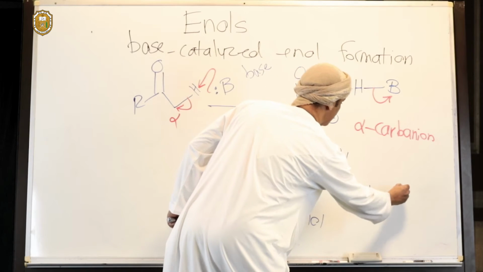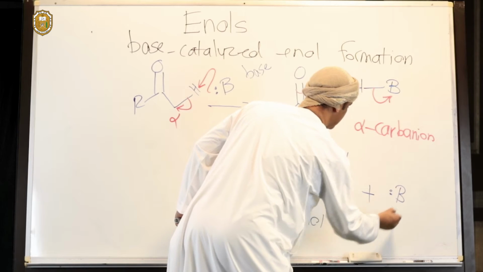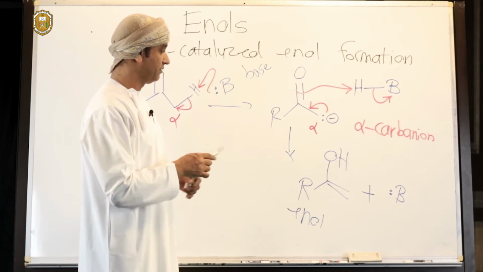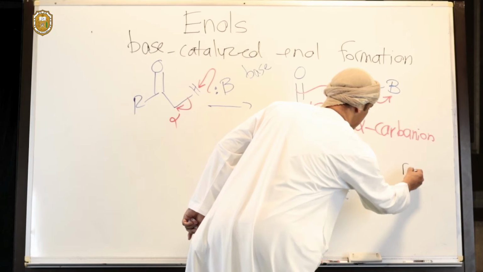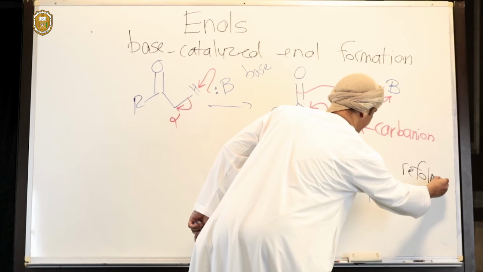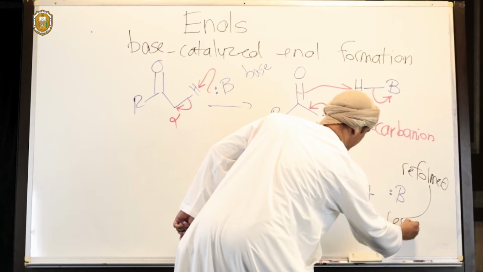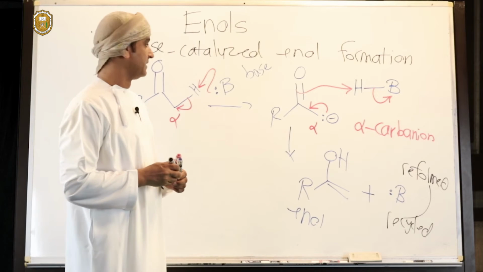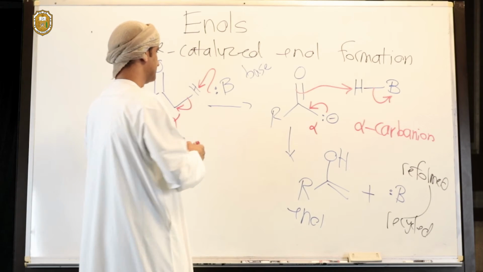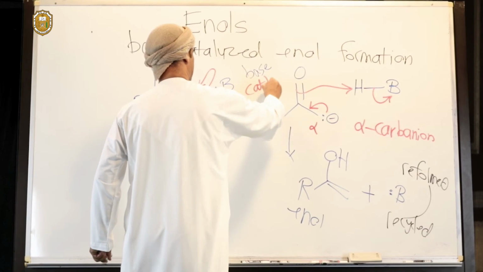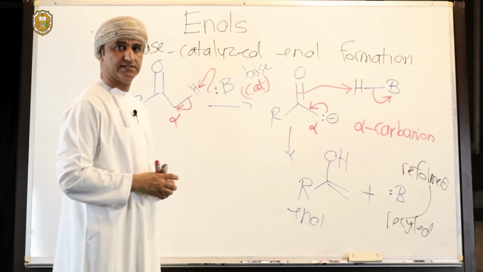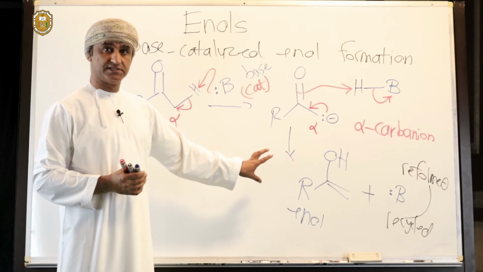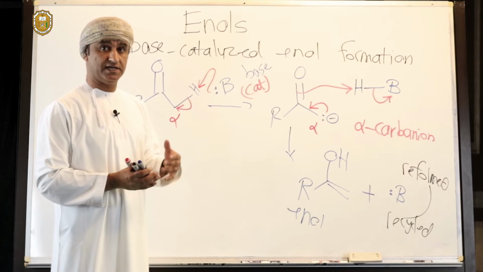And the base is reformed, the catalytic base is reformed. So this is reformed, and thus it can be reused, recycled, because it acts again as a catalyst. It is a base that is present in catalytic amount. So that's the enol as the reactive intermediate that's desired in this case.